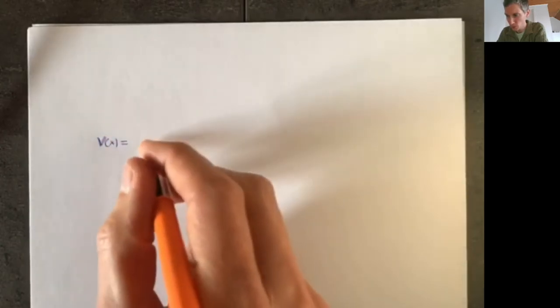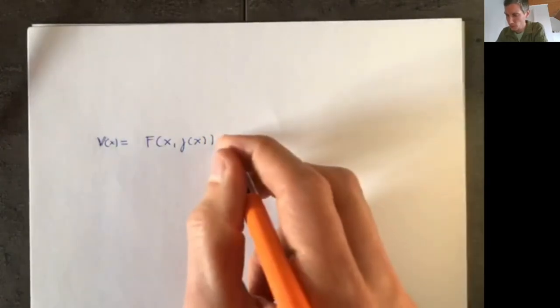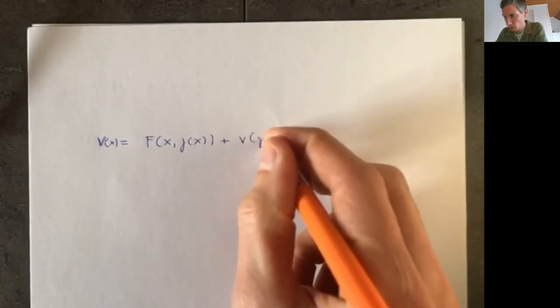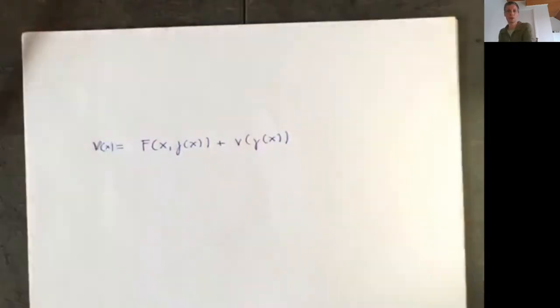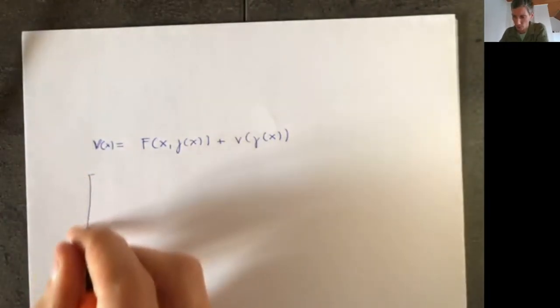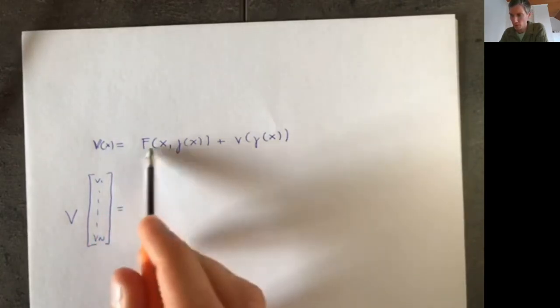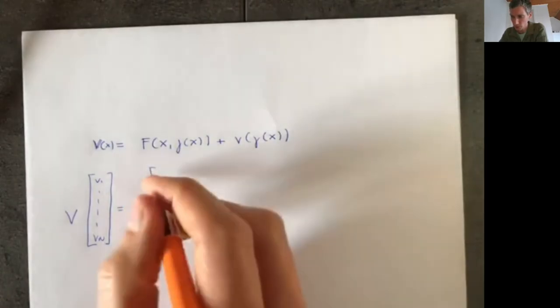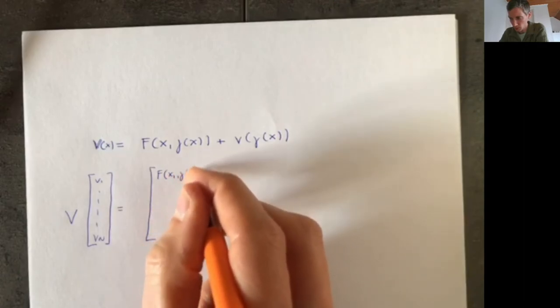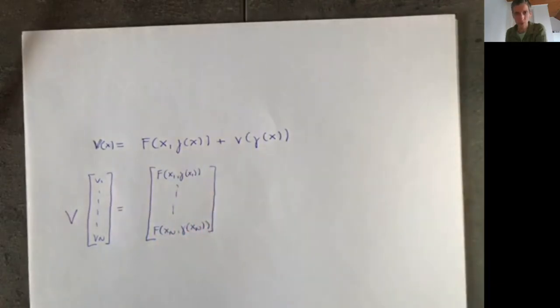Okay, well, let's go back to the Howard improvement. The fixed point of the Howard improvement was the function v such that v at the point x is equal to f(x, gamma(x)) plus v(gamma(x)). You would like to write this in vector notation. So my v is simply going to be a vector v1 to vn. And then f(x, gamma(x)) I can also put in a vector of size n: f(x1, gamma(x1)) until f(xn, gamma(xn)). These are simply numbers, so I can put them in the vector.